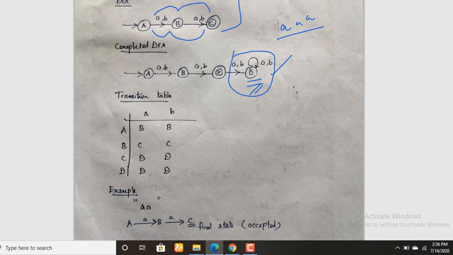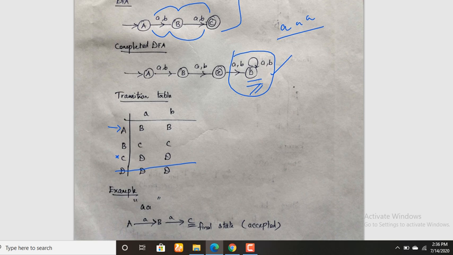The transition table. Okay, so these are all the states: A, B, C, D. A is the starting state, which I have named A here, then B, C, D. C is the final state, and D is the dead state. Okay, so you may include it or may not include it.